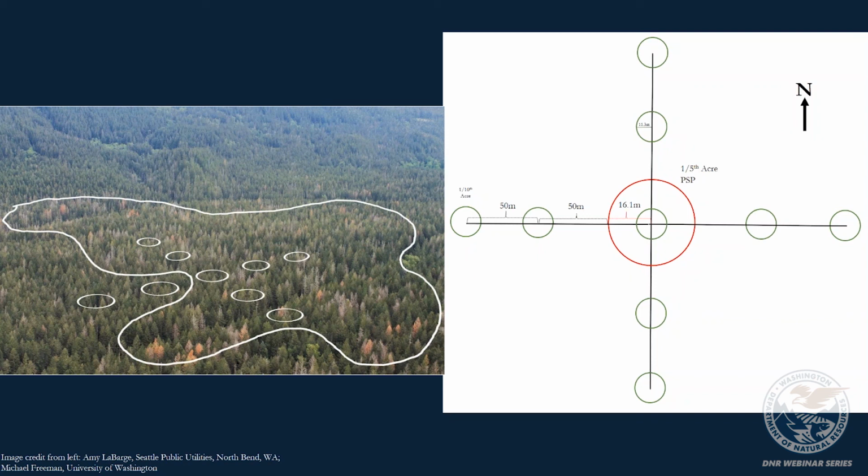So to do that, I first reduced the size of the center plot to 1/10 of an acre, but I also added 1/10 acre plots in the north direction, east, south, and west. And each 1/10 acre plot is 50 meters from the other, except for an addition of 16.1 meters from the center point to accommodate for the 1/5 acre plot that was already laid out by the city.